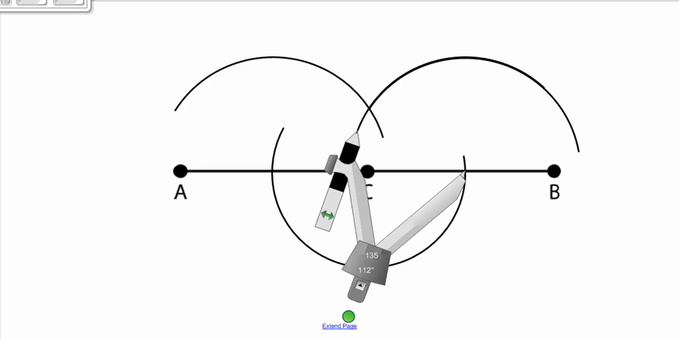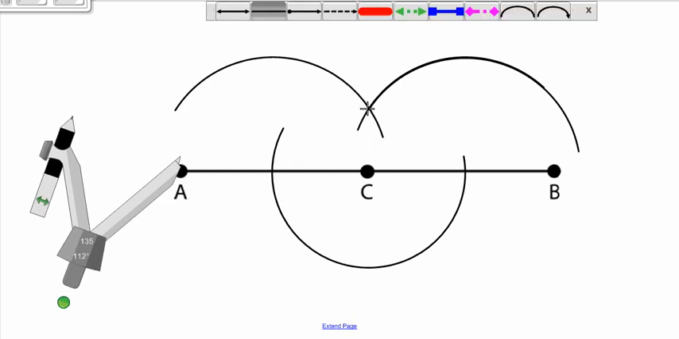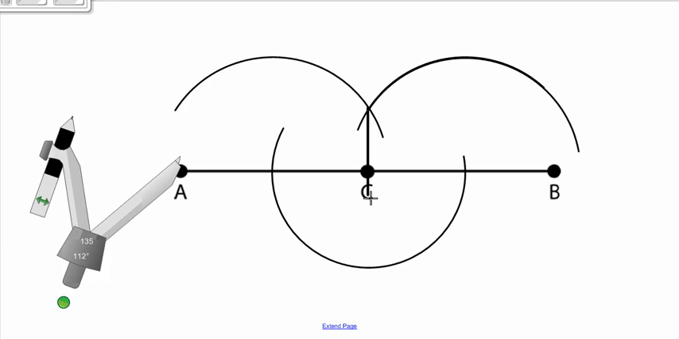Okay, we're going to then take our straight edge and draw a line between that intersection and point C. And now we've created a perpendicular to a point on the line. This is not a bisector because we did not cut the whole line in half.